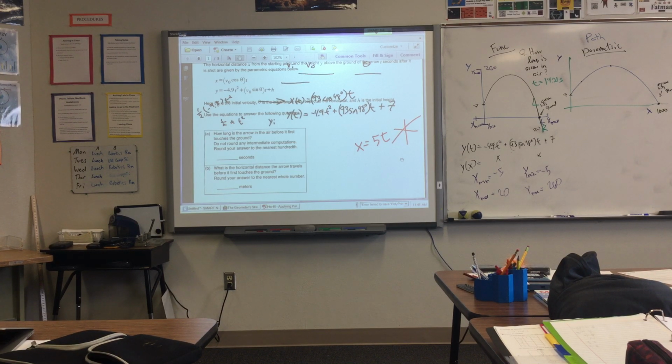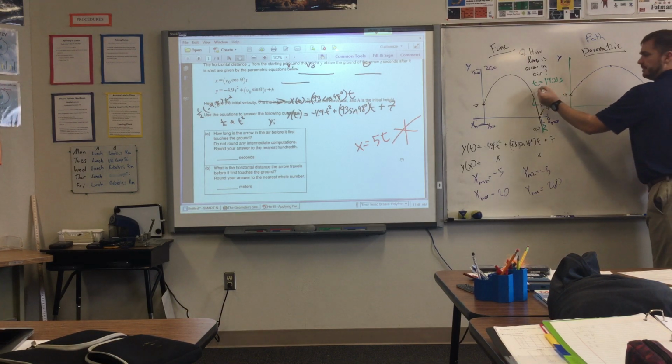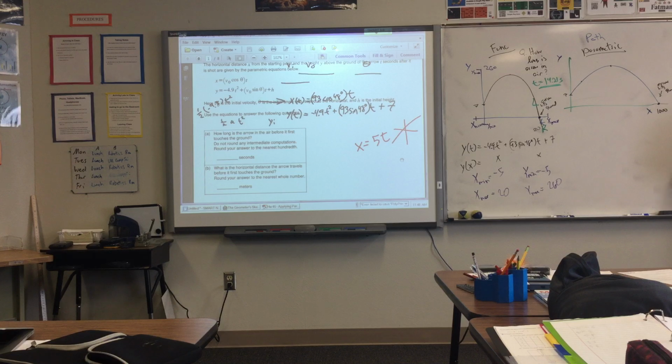What time are we interested in evaluating this at? 14.21. Let me say that, make sure everyone's with us. We want to figure out how far the arrow went after 14.21 seconds. So I'm literally just going to plug in 14.21 into my X equation. So 93 cosine 48 degrees times 14.21. So we don't need to use a graph, we just plug that in. That is correct. You do not need the graph. We're just plugging the time that we found into the X equation.